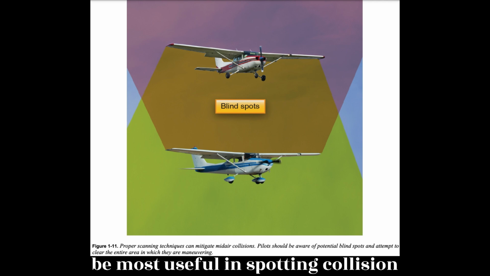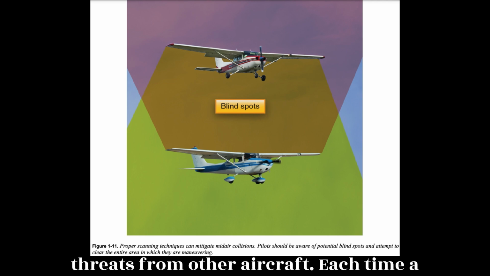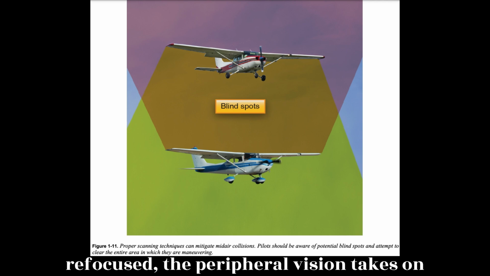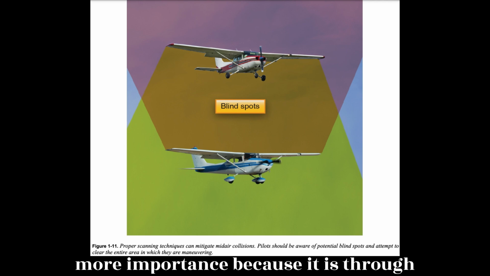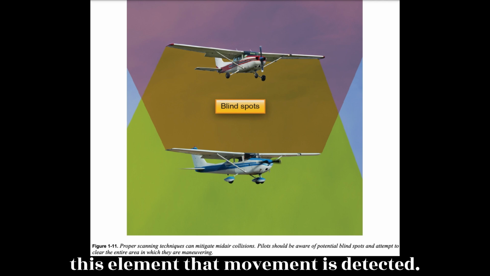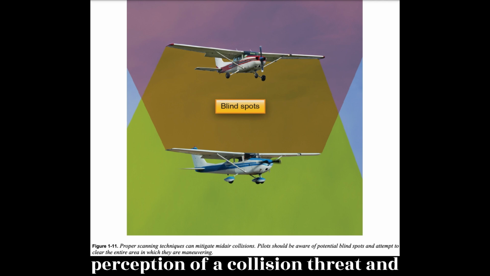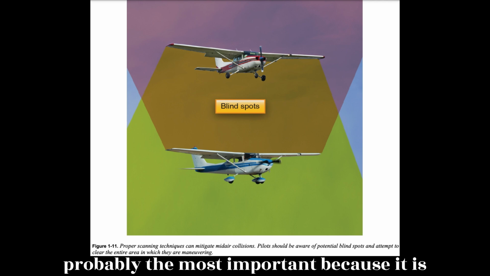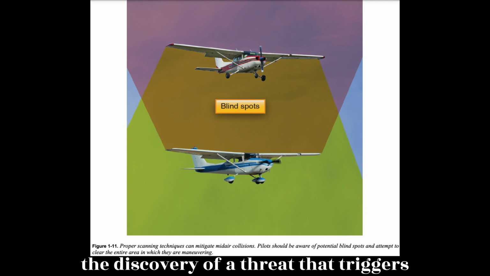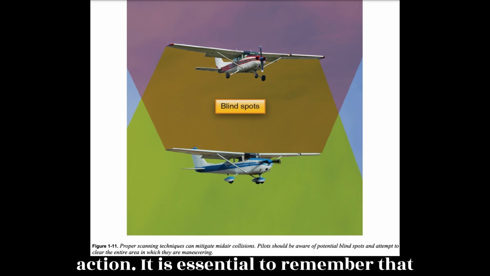Peripheral vision can be most useful in spotting collision threats from other aircraft. Each time a scan is stopped and the eyes are refocused, the peripheral vision takes on more importance because it is through this element that movement is detected. Apparent movement is usually the first perception of a collision threat and probably the most important because it is the discovery of a threat that triggers the events leading to proper evasive action.